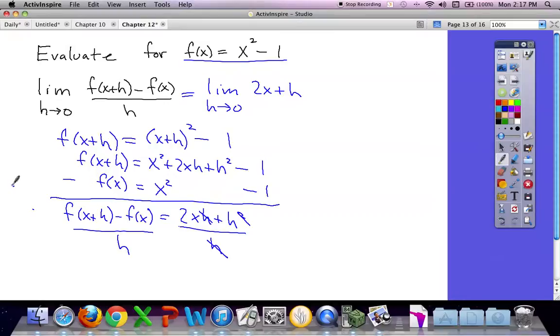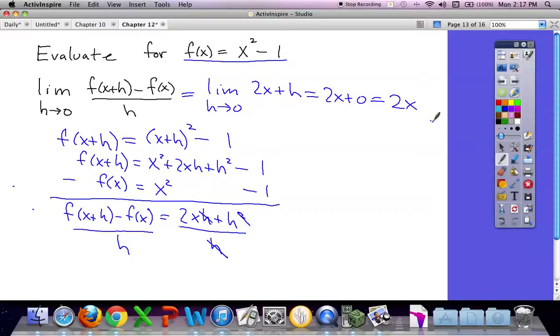Okay, now try direct substitution. If you say h equals 0, does it lead to anything undefined? No. So this is 2x plus 0, 2x, as Sam said. Right? So with that function, you can find the slope of the graph.